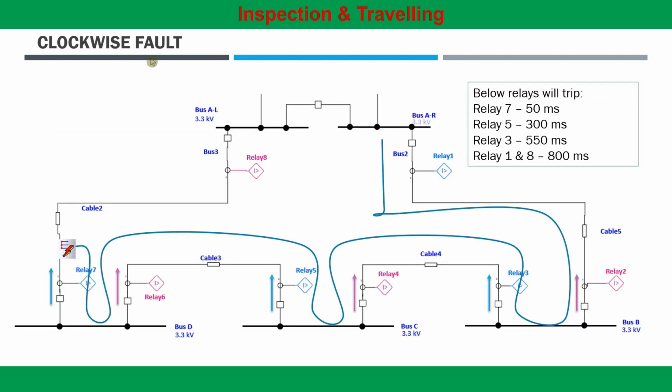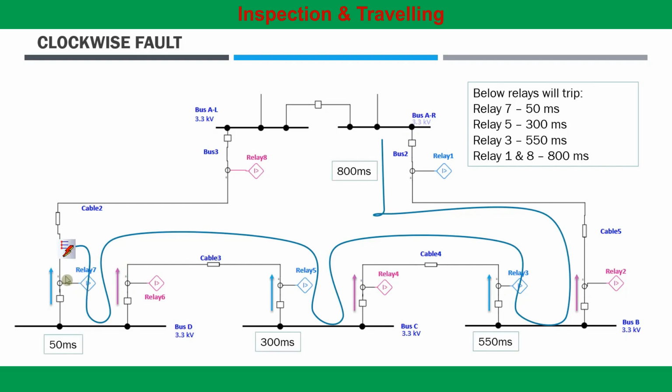Now here we will try to understand how the relays will operate for the fault in the clockwise direction. As you can see, the fault is applied below cable 2, which is shown here. Hence, if we want to analyze the operation of the protection relays connected to the ring main network, the flow of fault current will be in the clockwise direction as shown in this figure. So when the fault is flowing in clockwise direction, the relays marked with blue color will see the fault current flowing in the same direction and those relays will operate.